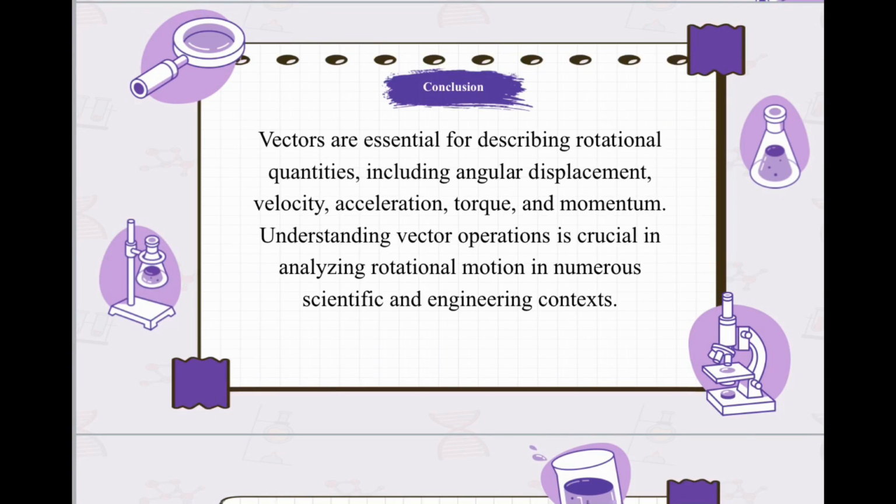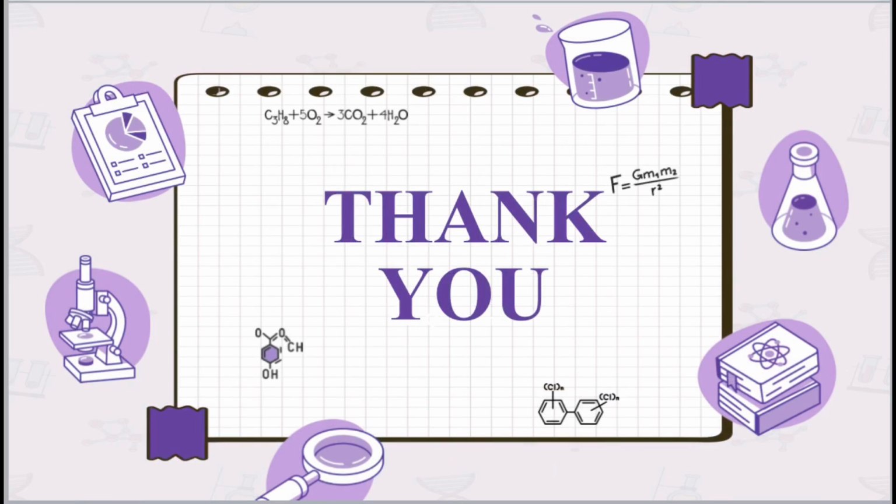So here we are in conclusion. Vectors are essential for describing rotational quantities including angular displacement, velocity, acceleration, torque, and momentum. Understanding vector operations is crucial in analyzing rotational motion in numerous scientific and engineering contexts. And that's all.